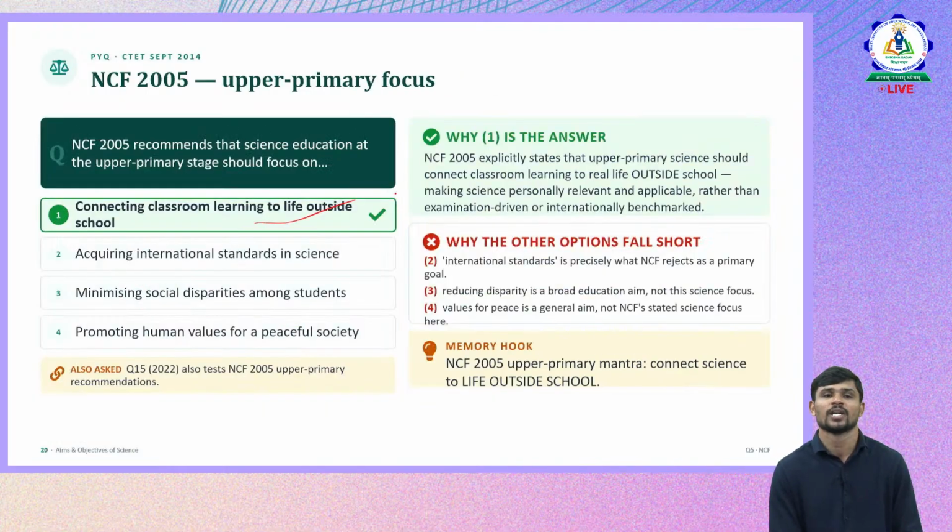Acquiring international standards in science, minimizing social disparities, and promoting human values for a peaceful society are very general, not so specific to science education. They are also important, but not specific to science education.